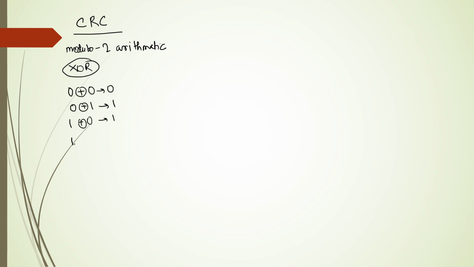Right? And if the bits were again the same, the result would have been what? A 0. This is nothing but the modulo 2 arithmetic that we will follow, right? So this is the first thing.